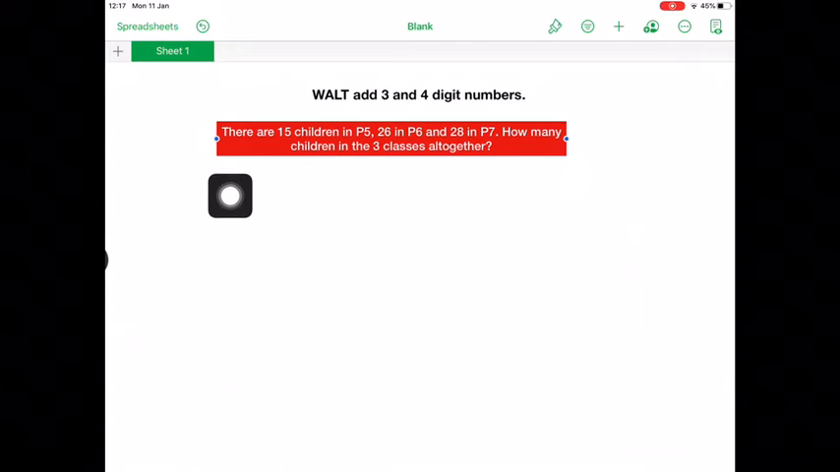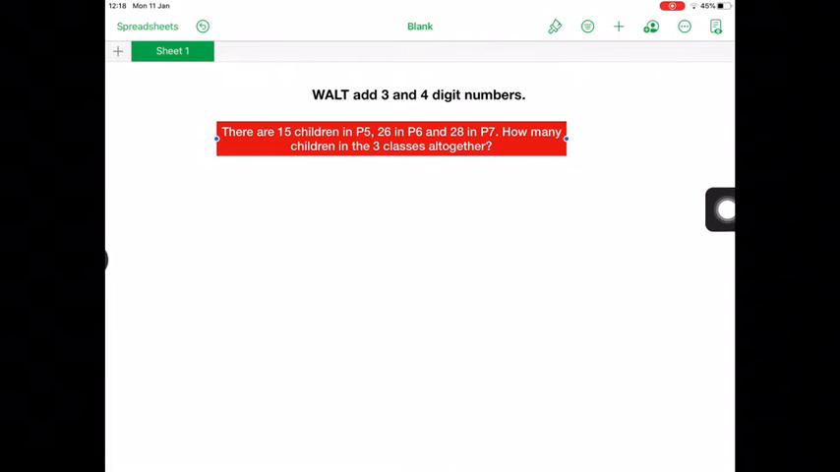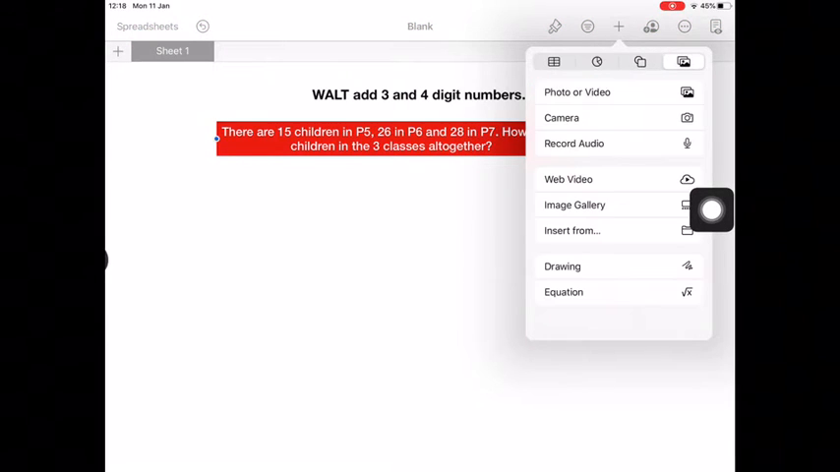And we're going to have a look at a word problem. And this problem says that there are 15 children in P5, 26 in P6, and 28 in P7. How many children in the 3 classes altogether? So let's see if we can work that out.